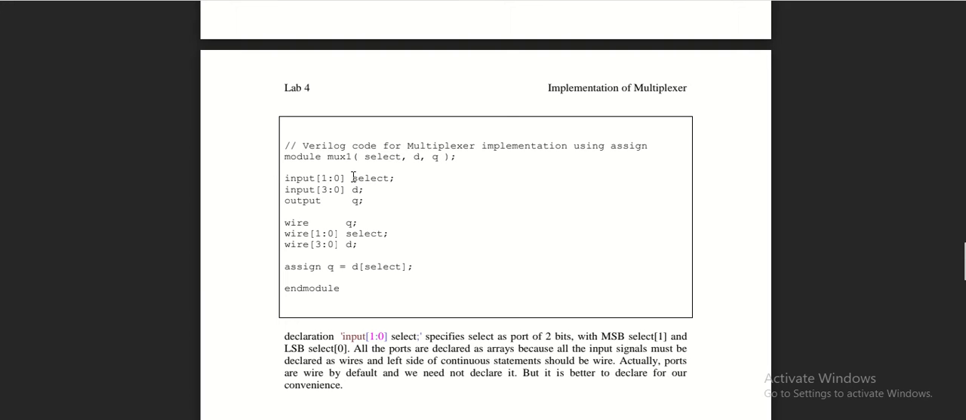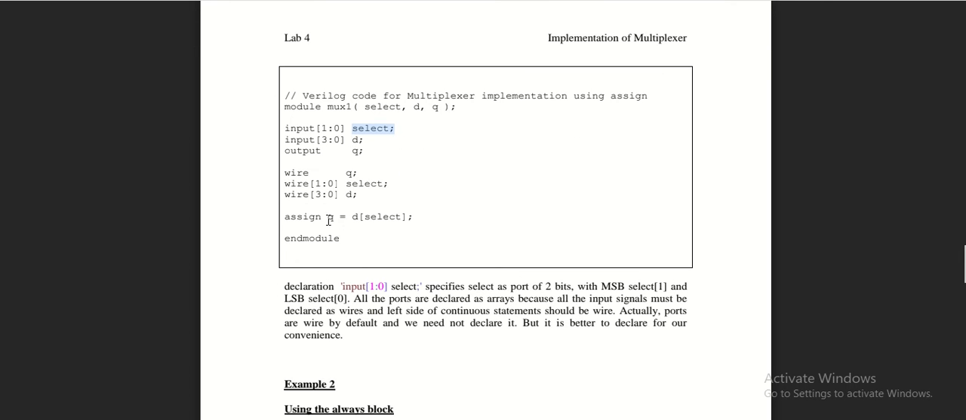The first input is the select line. This is the select line, which is a 2-bit number, and this is the input data line, which is a 4-bit number. So we are basically using a 4-bit number to give the data for our 4 inputs. We had 4 inputs at the start, so we are using a 4-bit number to give all those inputs. This is our output Q, and this is our wire Q, and then again we have made those wires for the inputs.